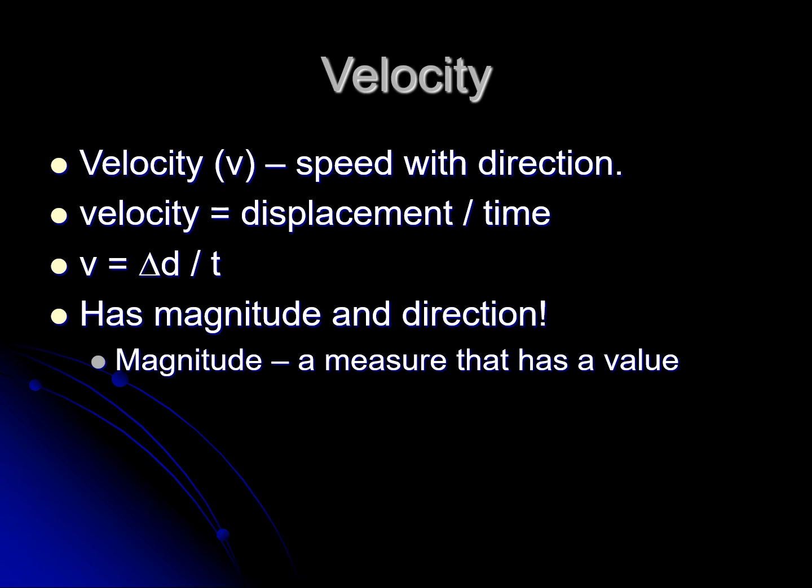Our last part is about velocity. Velocity is just speed with direction. So for your formula, it's almost the same as speed. However, we just change distance into displacement. So this time it has a magnitude and direction. Again, magnitude is your number, right? And then direction is your north, south, east, west, or positive or negative.